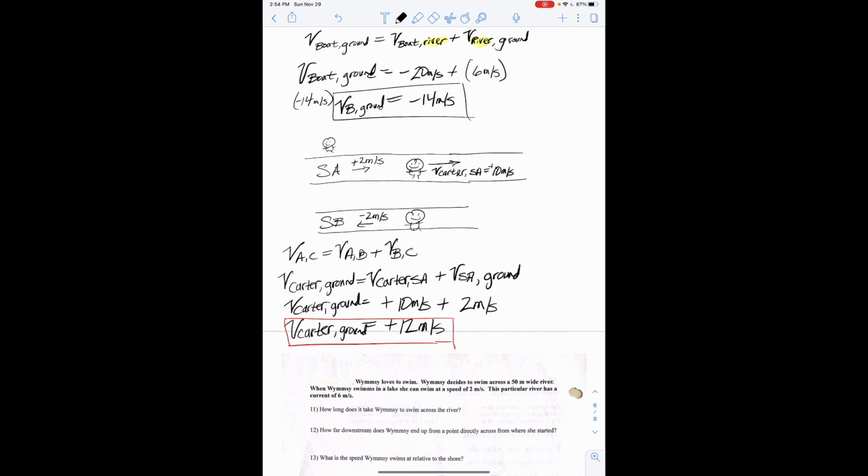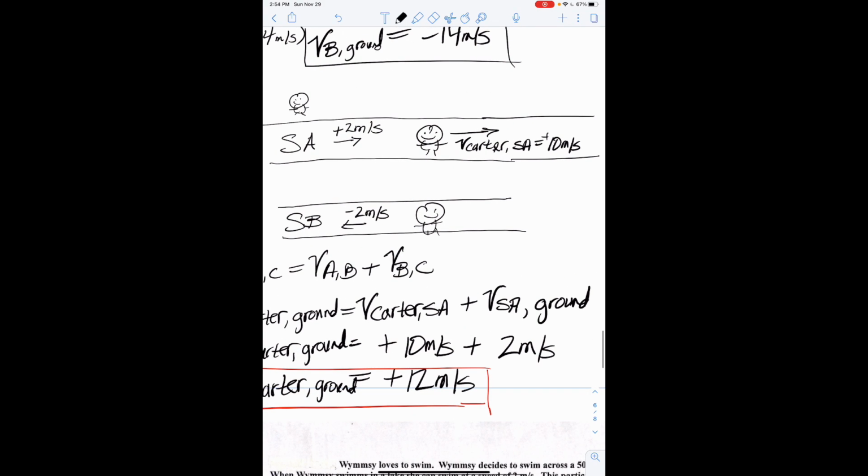Okay, so someone's standing on sidewalk B, and they're moving to the left at negative 2 meters per second. Then Carter is moving 12 meters per second to the right relative to someone on the ground. But how fast is Carter moving to somebody standing on sidewalk B? All right, so what our prediction is, if you are this person and you saw Carter run by from here, you'd be like positive 12.